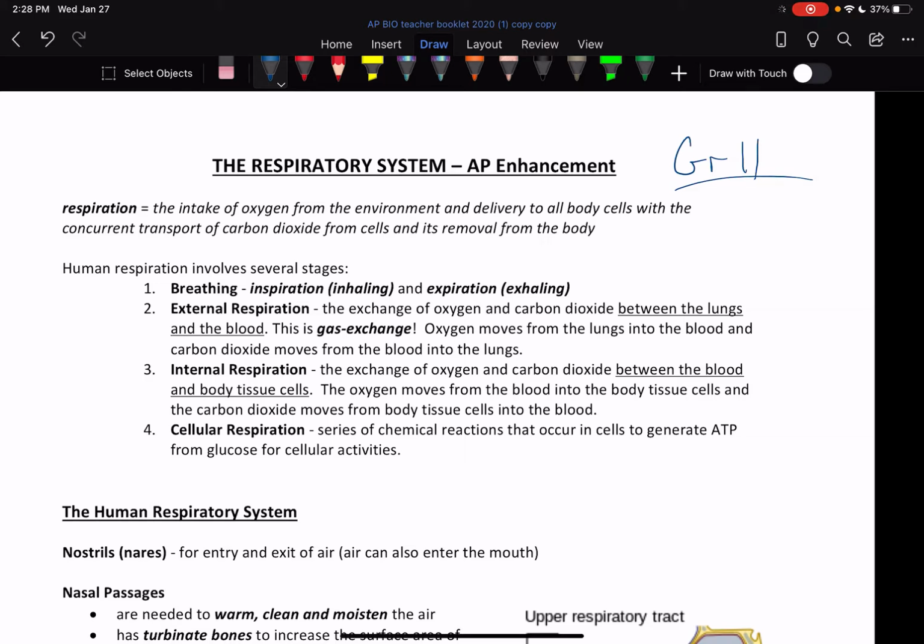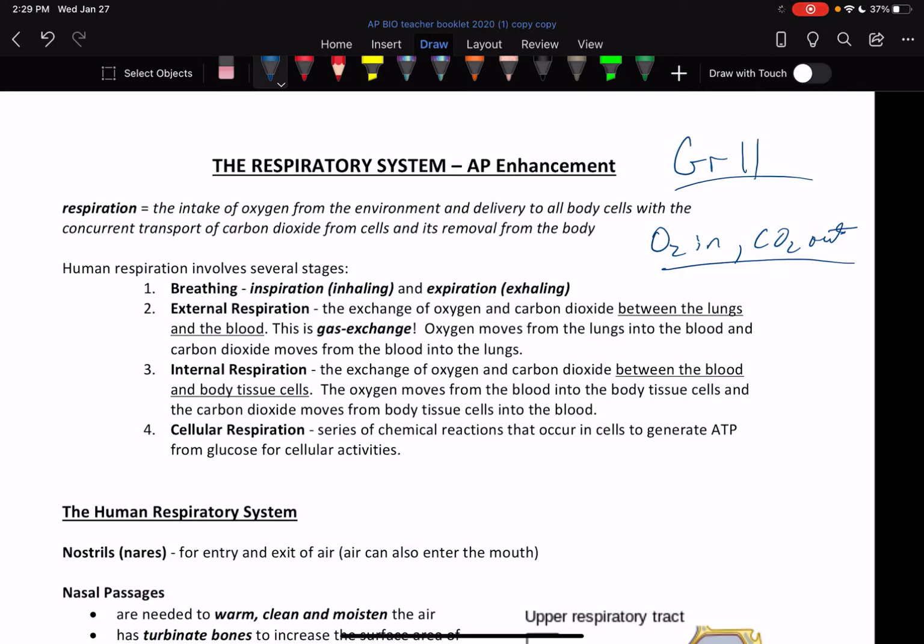Okay, so now we have a definition here for respiration: the intake of oxygen from the environment and delivery to all body cells with the concurrent transport of carbon dioxide from cells and its removal from the body. So that's a really thorough definition. That means oxygen in and then delivered to the body cells, and carbon dioxide removed from the body cells and then brought to the lungs and eliminated, right? And that's that process, right? O2 in, CO2 out is the summary, but there's a lot of gas exchange going on in between, okay?